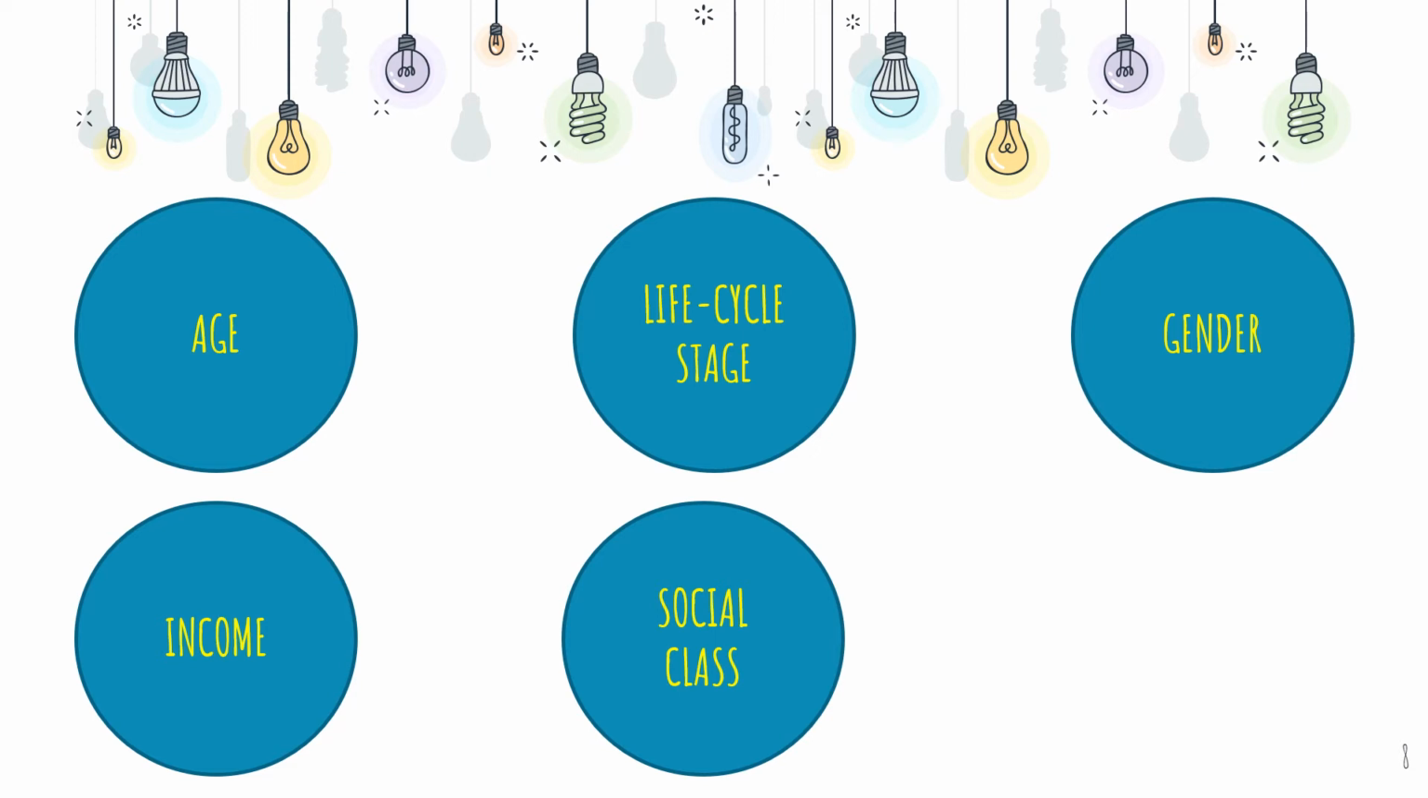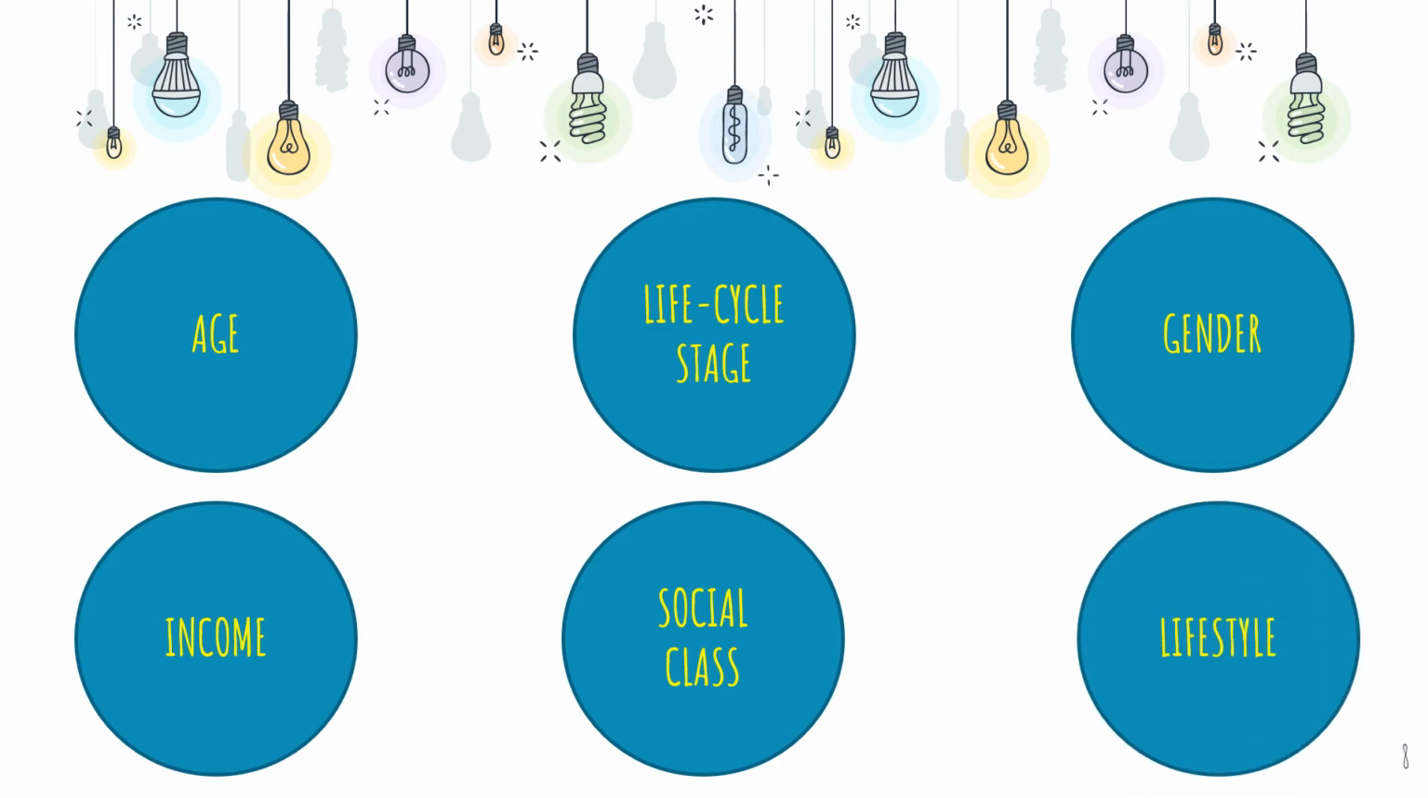Next, social class. Many marketers believe that consumers' perceived social class influences their preferences for cars, clothes, home furnishings, leisure activities, and other products and services. Lastly, we look at lifestyle. Marketers are increasingly interested in the effect of consumer lifestyles on demand.